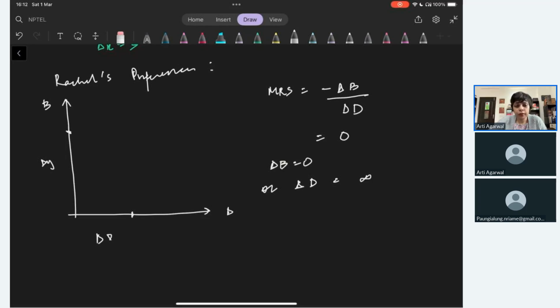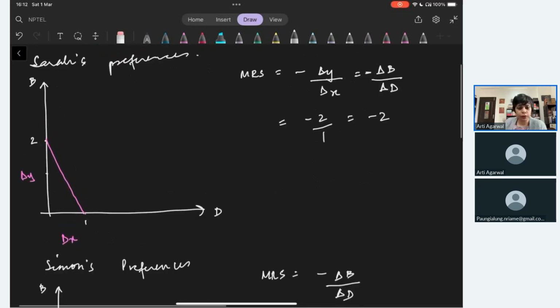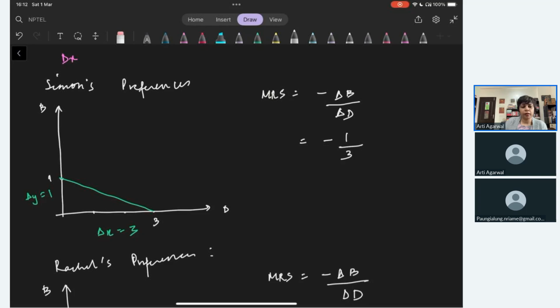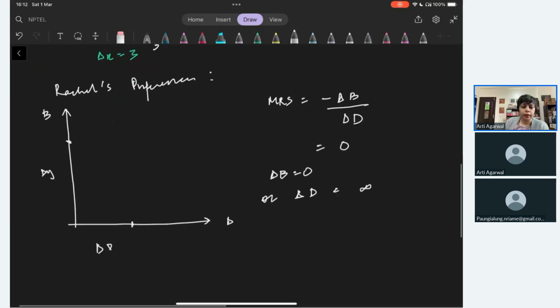So that kind of covers all the options, and we are asked which of the following statements is or are correct. So let's go back and see what we computed. For Sarah, her MRS is -2, so option C is correct. Simon's MRS is -1/3, so option A is not correct. And Rachel's MRS is 0, so B is correct. So you have only B and C as the correct options.